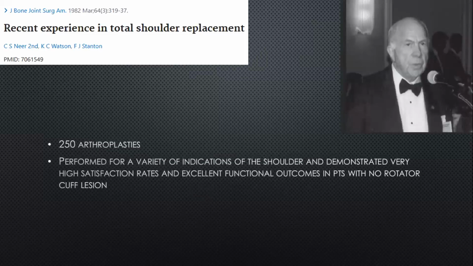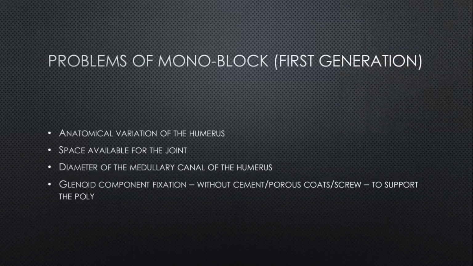At the same time, when the rest of the world was struggling, he published another paper in 1982, 12 years later, with 250 arthroplasties, and he had performed this for a variety of indications. He not only did that, but also subclassified the indications and published a paper showing the outcome of each of these indications, how they are for proximal humerus fractures, how they are for cuff problems, and all those things. So he further subdivided it, went into detail regarding that.